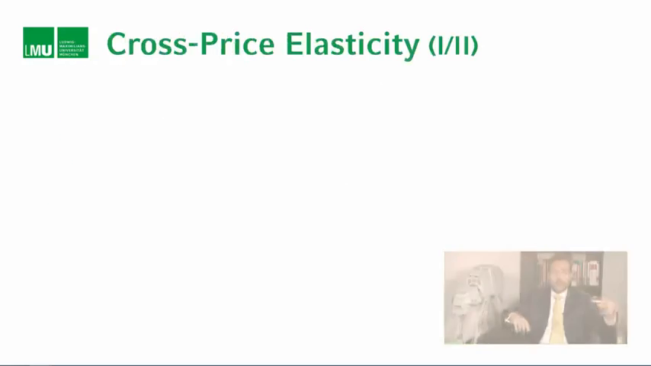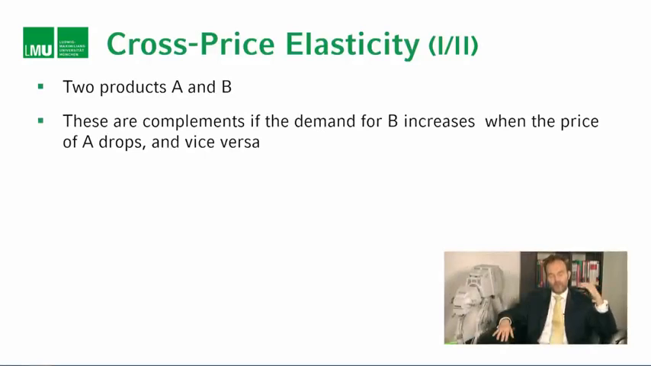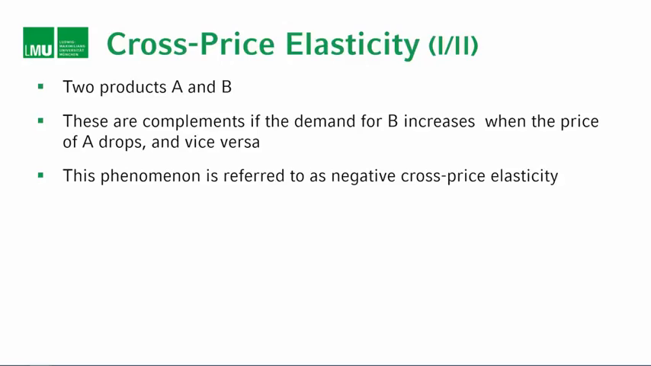An implication from this is when we think about cross-price elasticity. That sounds complicated, but it's fairly straightforward, I think. Two products, A and B, are complements if the demand for B increases when the price of A drops and vice versa. So in other words, if the price for product A goes down, then people are going to buy more of good B. Okay, and how is that going to happen? Well, first of all, this is what we call negative cross-price elasticity, meaning that the price of one product and the demand for the other product go in opposite directions. Now, cross-price elasticity, as I said, sounds complicated, but it's fairly easy. It's basically how the demand for one product depends on the price of another product.